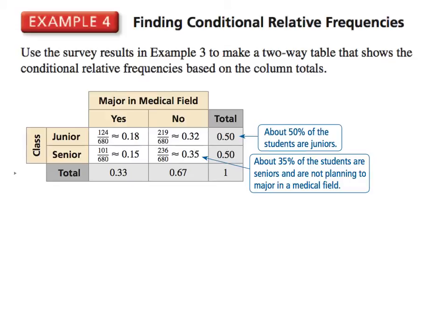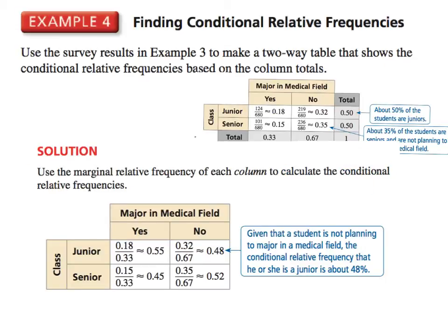So here I've just recopied the problem from the previous example. Now, in order to find the conditional relative frequency, this is a huge star, you're going to use the marginal relative frequency from each column. So remember, right here, this was a marginal relative frequency. This was a marginal relative frequency. So were these, but this is the total of the row. We only use the column here.